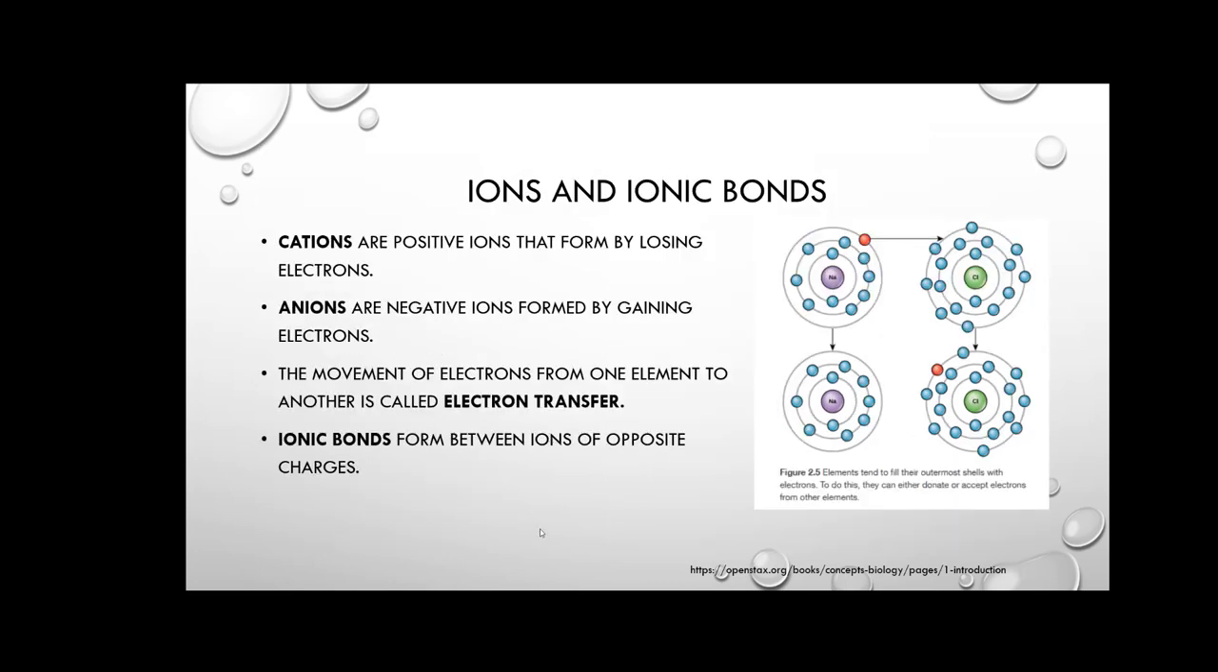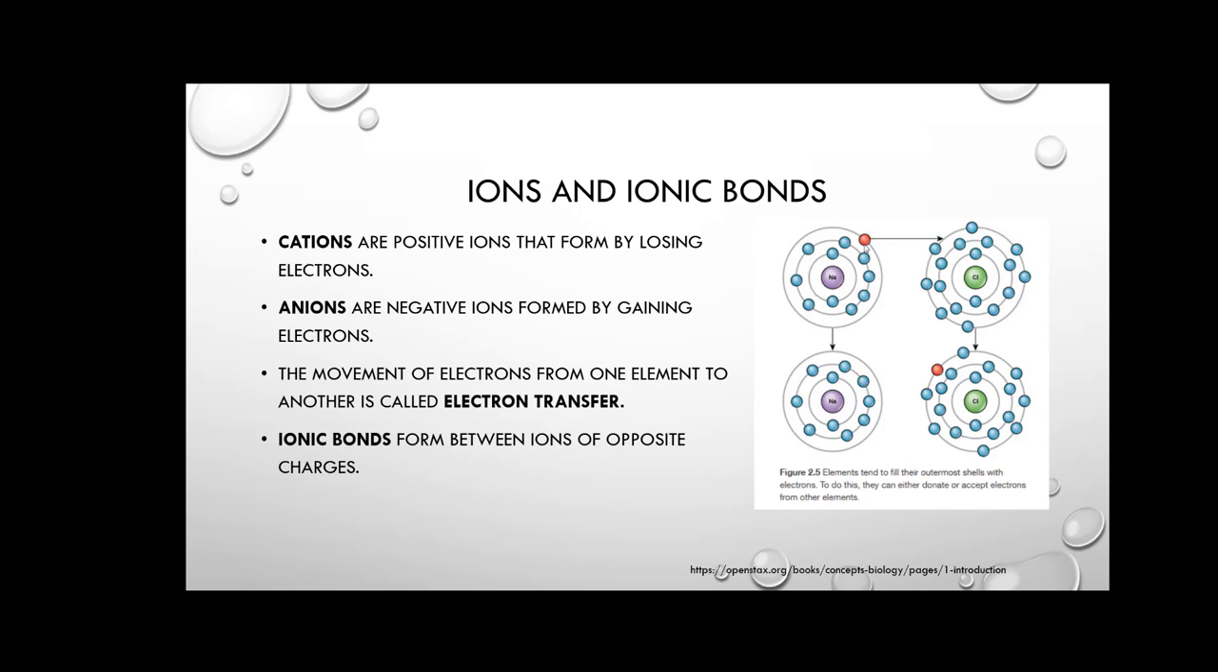So let's talk about the different types of chemical bonds. In your book, we'll go through them in order. We're going to talk about ionic bonds, and then the covalent bonds, and then the hydrogen bonds. The first one is ions and ionic bonds. What I just talked about with the sodium and the chlorine, these are called ionic bonds.